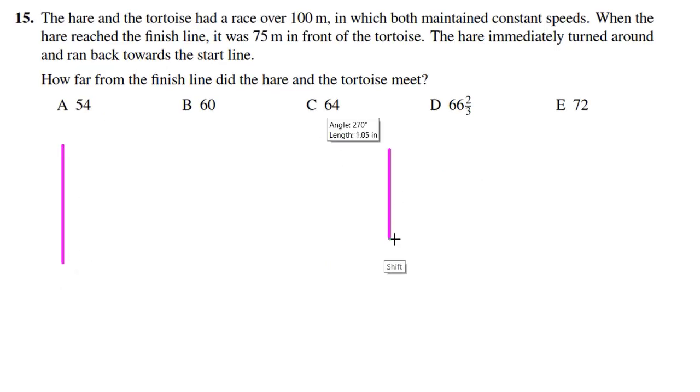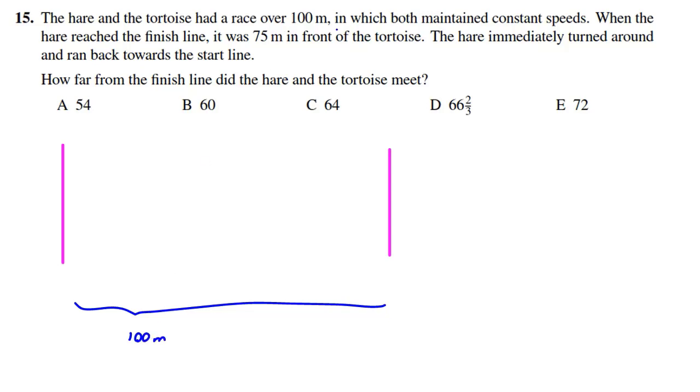Okay, let's draw to understand it completely. We know the distance is 100 meters, and constant speed. When the hare reached the finish line, the hare was 75 meters in front of the tortoise, so the tortoise is 25 meters from the finish, and the hare is here. The hare immediately turned around and ran back towards the start line. How far from the finish line did the hare and tortoise meet? So it goes here and then the hare reaches here.